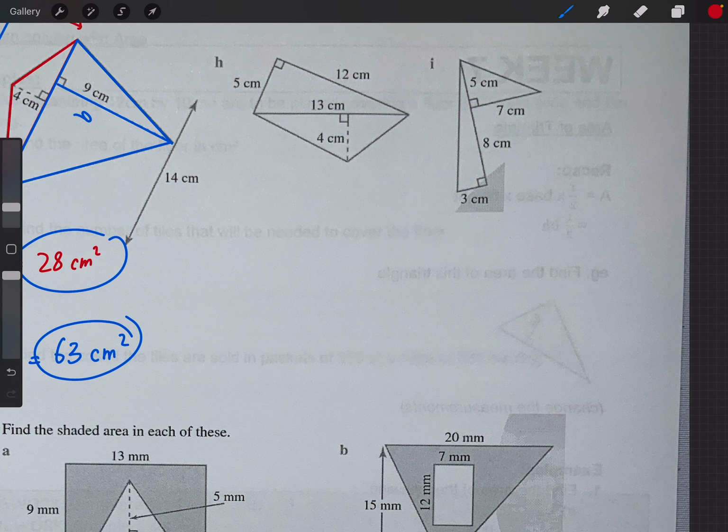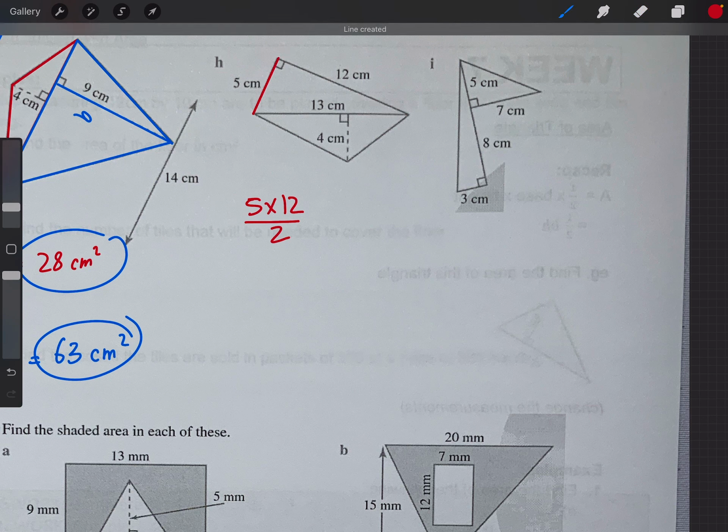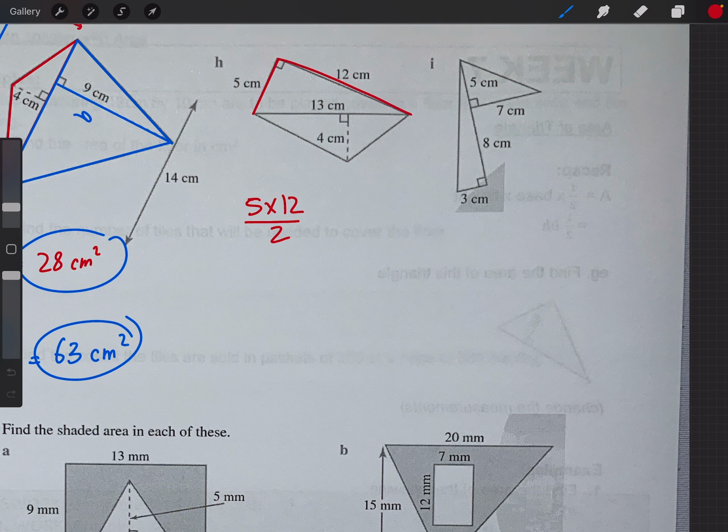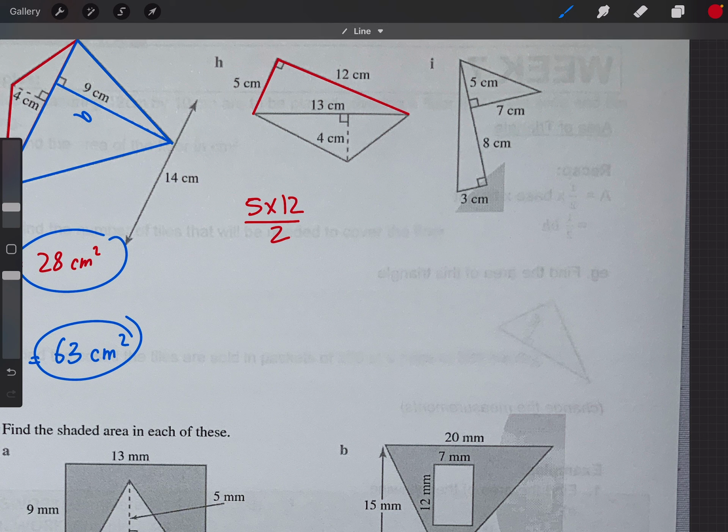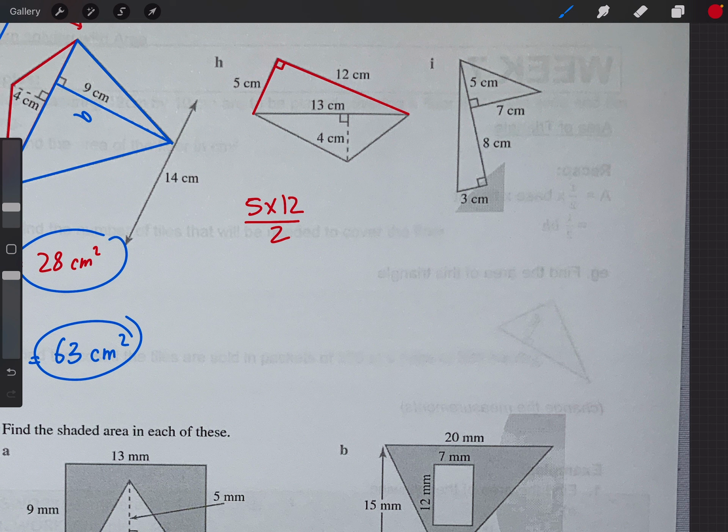Question H. Let's look at the top triangle. It's just 5 times 12 divided by 2. So why did I do 5 times 12 and not 5 times 13? Because 5 and 12 meet at 90 degrees. They're perpendicular to each other. Not 13. 13 is not part of it. So you multiply 5 times 12 divided by 2, that gives us 30.